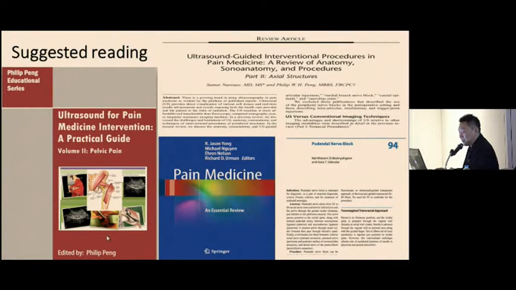So, suggested reading by Philip Peng. This is a very, very good book. It is an ebook, and he also reviewed it in APM. I wrote one chapter when I was at the Brigham with Jason Young and Arsia Walowska, which is pretty good because I wrote it.